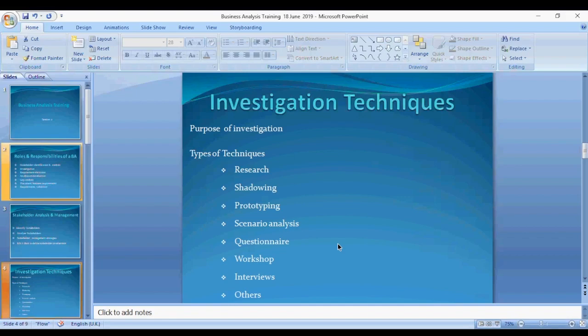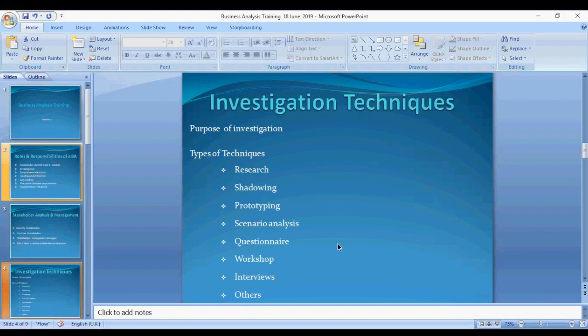And we have various types of techniques that can be used for this. We have research, shadowing, prototyping, scenario, questionnaire, workshop, and interviews. And these are the techniques that we're going to discuss today. So first one, I will start with the research.